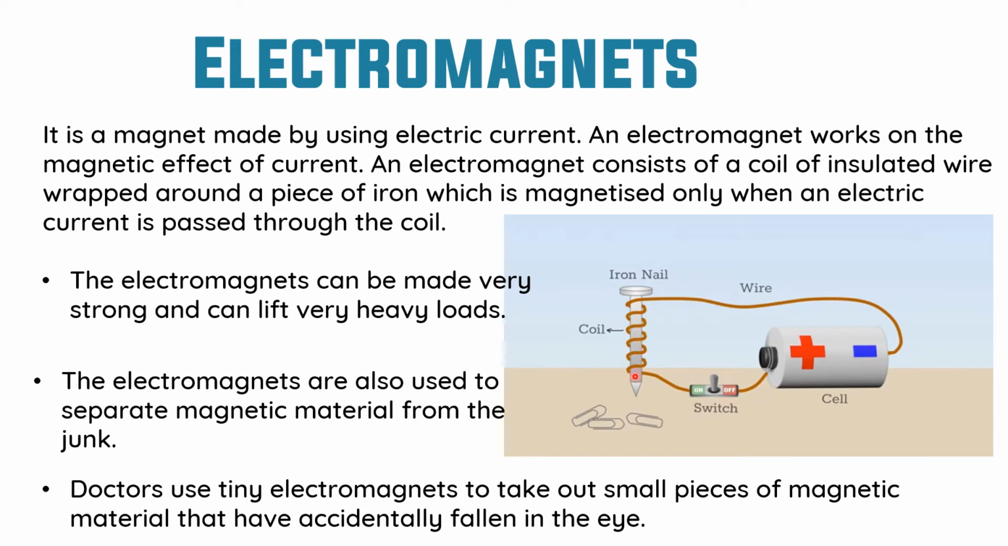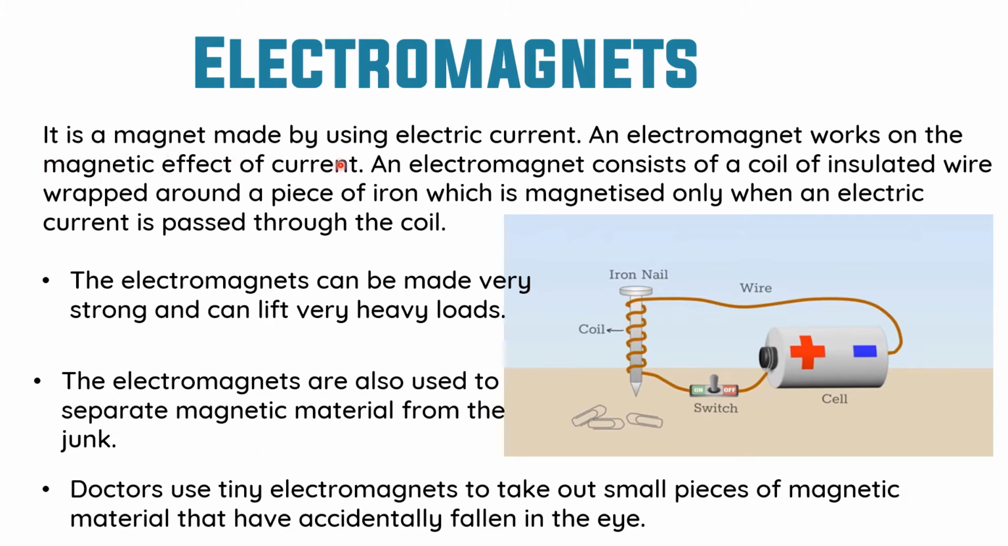So this can attract these paper clips, because paper clips are made up of iron or steel. They are the magnetic materials. So the iron can attract this paper clip, because iron now is an electromagnet. Got it, children? Now I am reading once again.